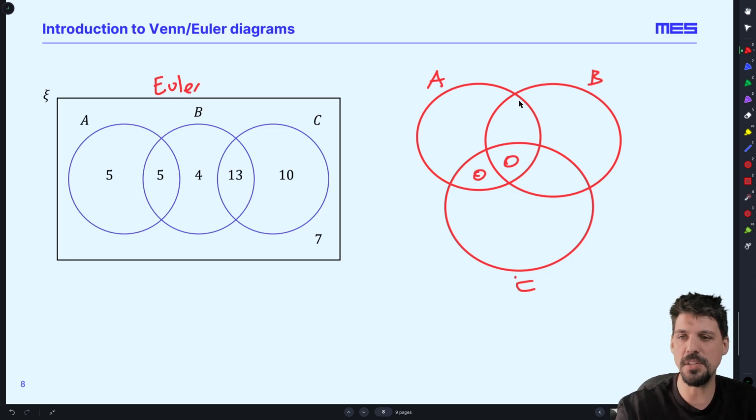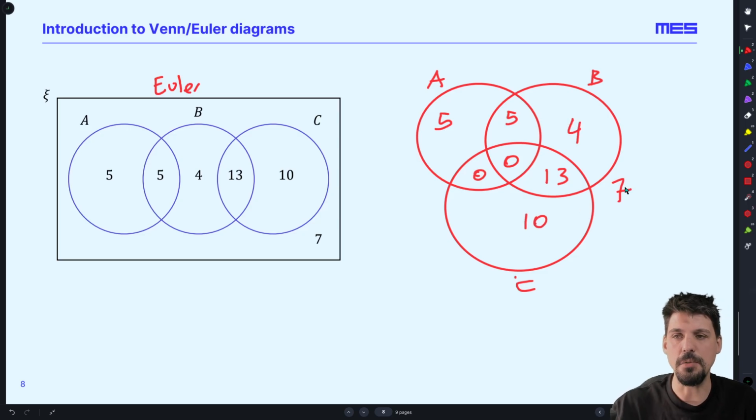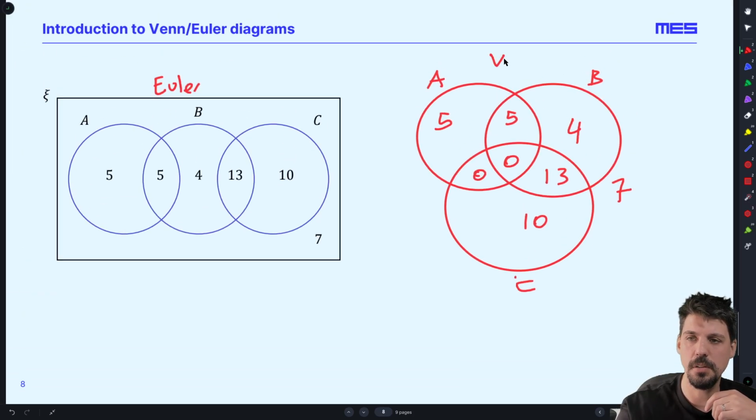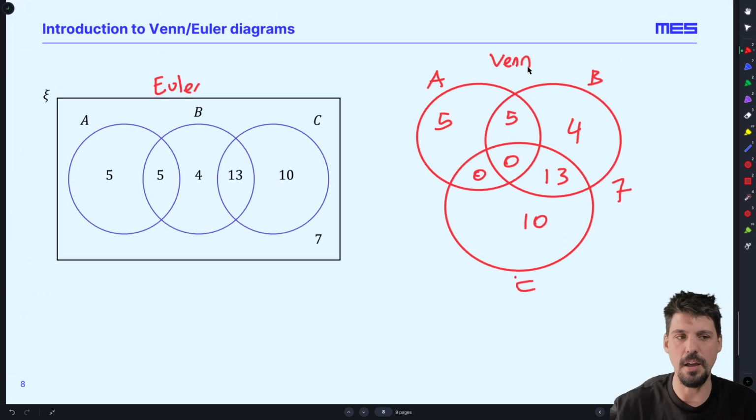So there are 5 elements in A and B. There are 5 elements in A. There are 13 elements crossover between B and C. 4 elements here, 10 elements there, 7 elements there. So this would be the equivalent Venn diagram. Voila. I hope that clarifies for you a little bit Venn and Euler diagrams.